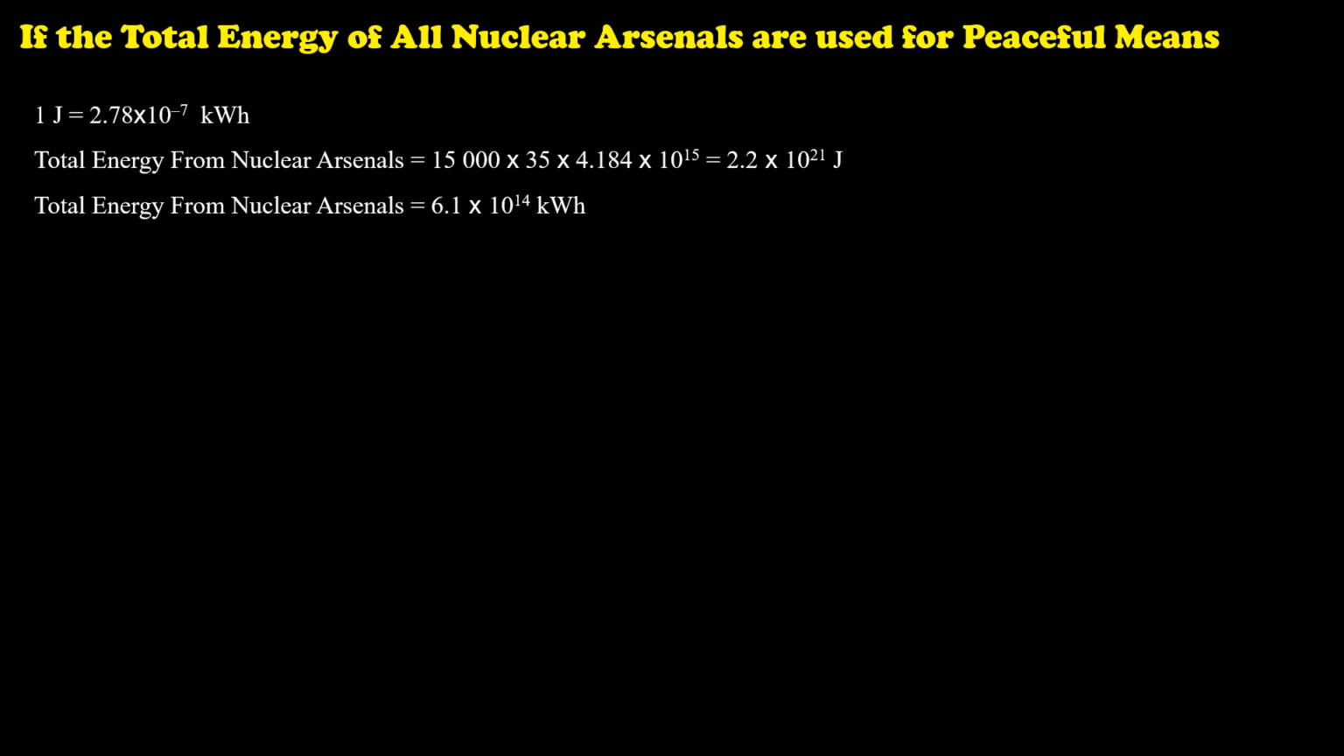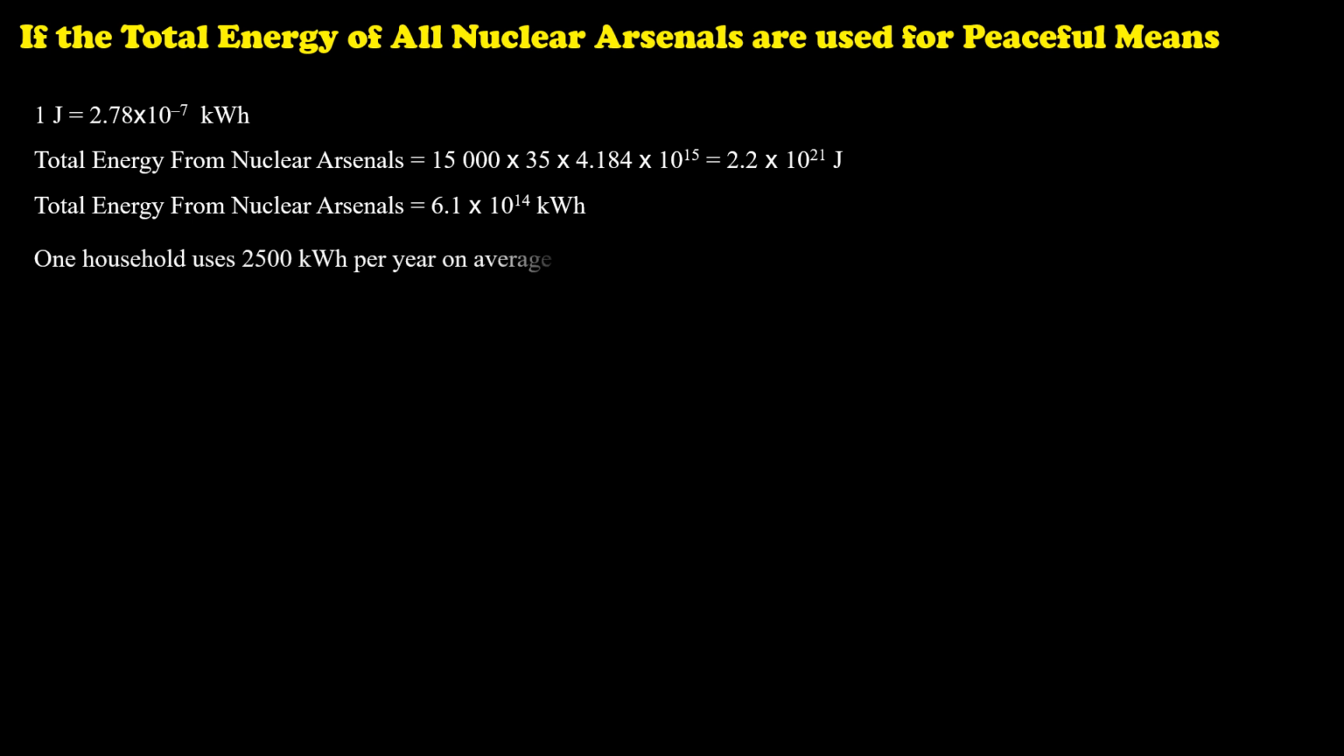So the total energy from these nuclear weapons, I assumed we have 15,000 of them, but I certainly assume that there may be more. Then if you multiply by all of those energies that they have, this is the amount of energy that all these arsenals have. Then if I convert it to the units of kilowatt hour, you can easily convert this. This is 6.1 times 10 to the power 14 kilowatt hours.